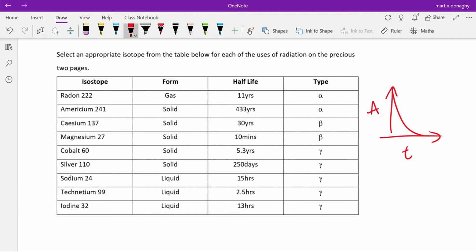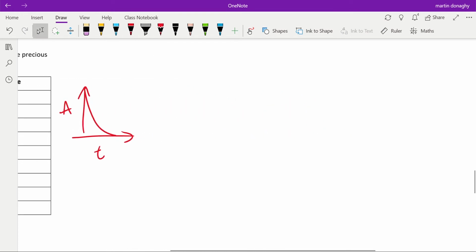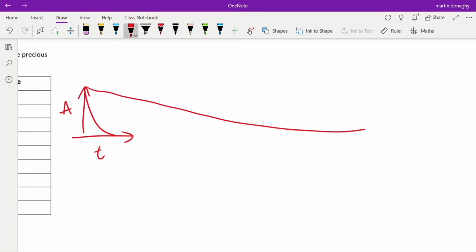However, we might want another situation where that's not the case, where we want something that has a very long half-life. Something that has a long half-life, it will take much longer for it to half and half and half again, which means the activity doesn't decrease as quickly. It's much more constant. And there may be situations where we want things to last a long time, in which case it's better to have that longer half-life.